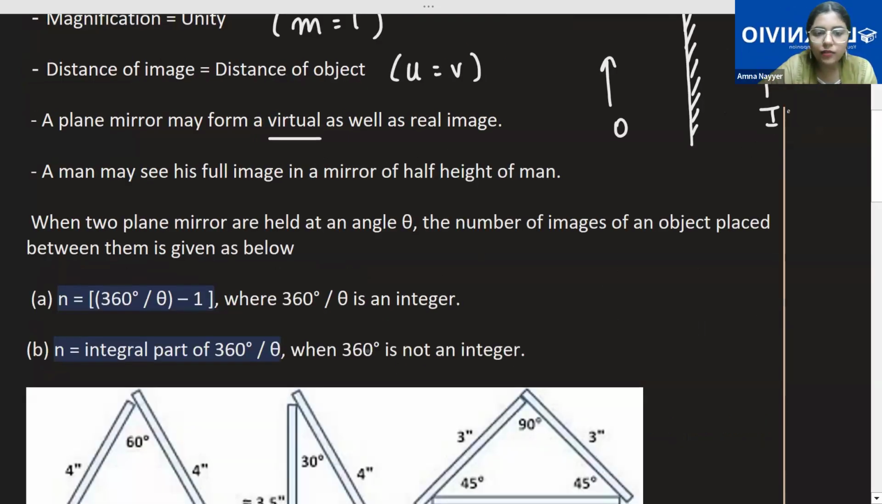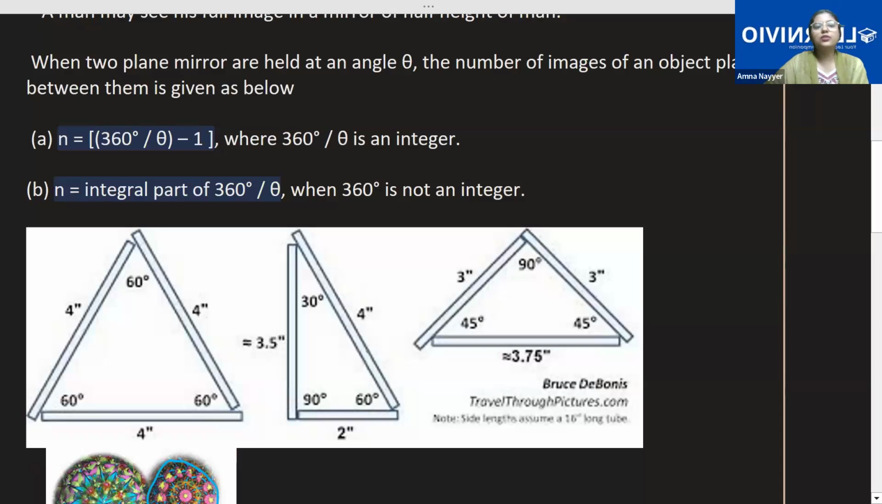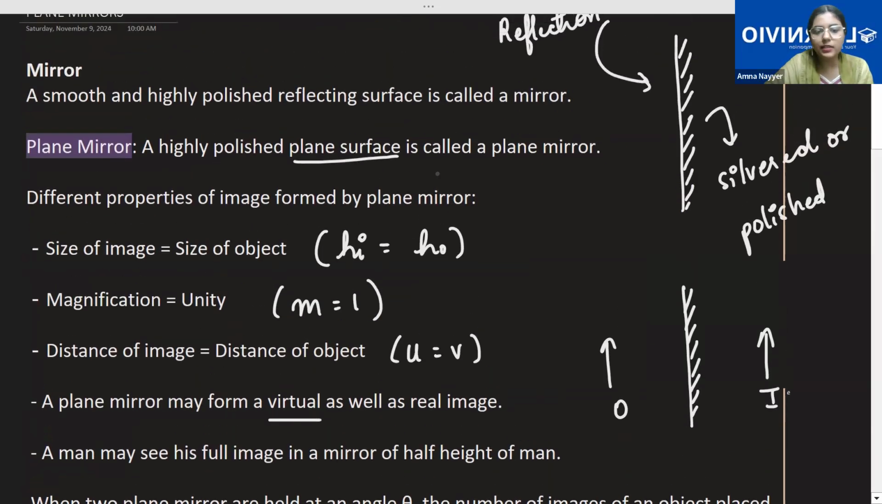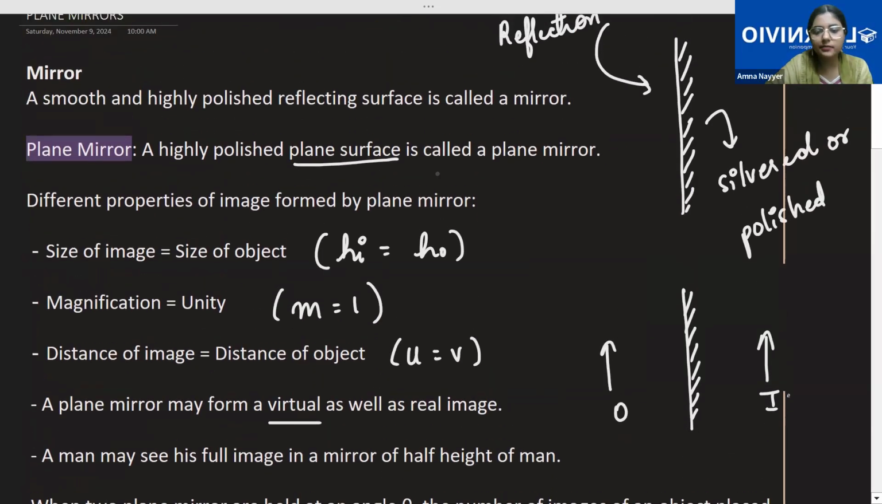Now, what kind of numericals come? It says when two plane mirrors are held, or do one thing. This will be a little difficult. You write down till the properties. Okay, till here.